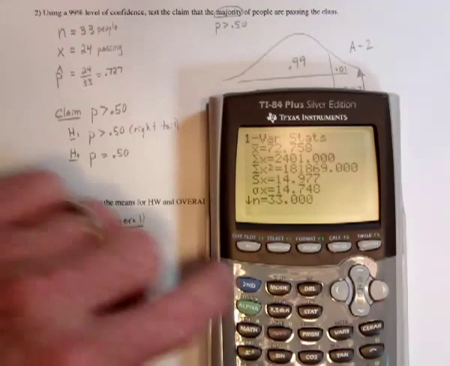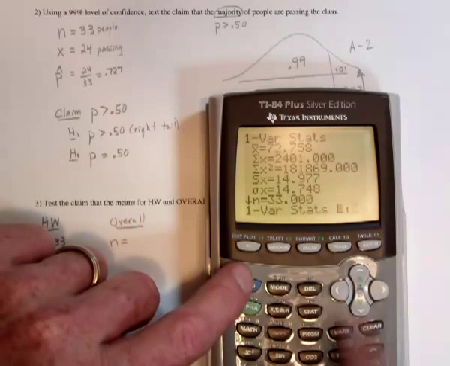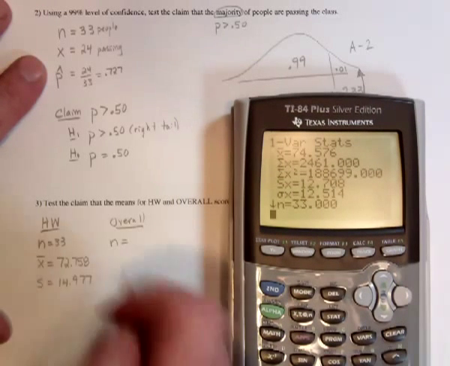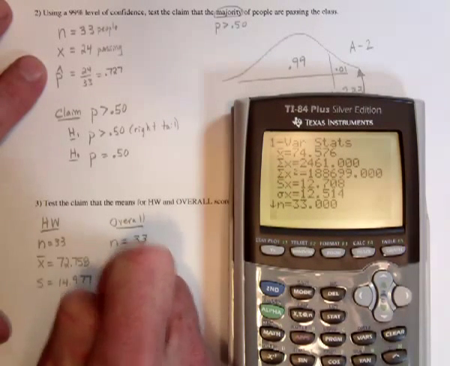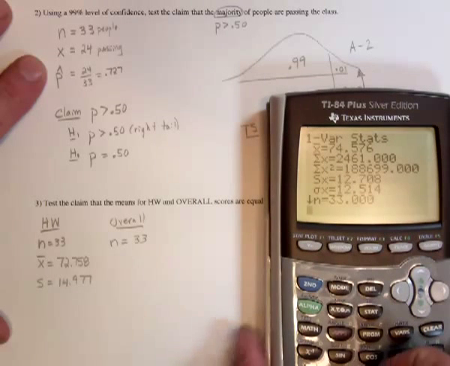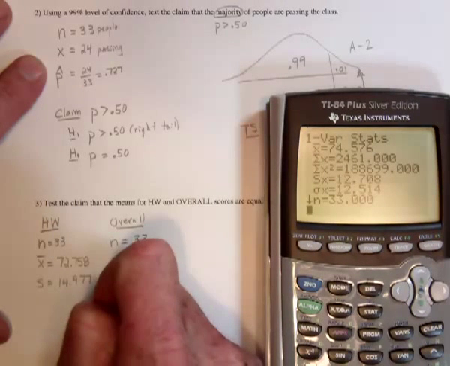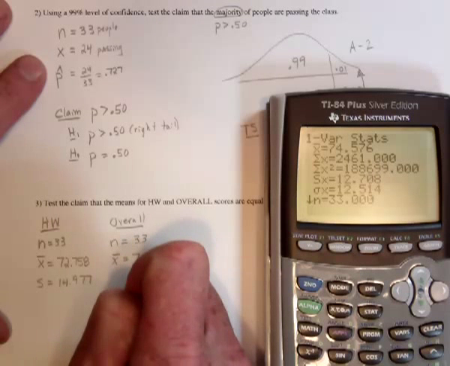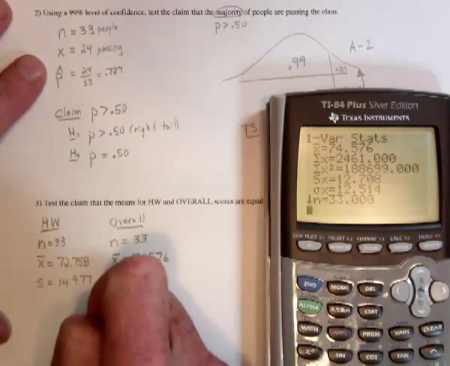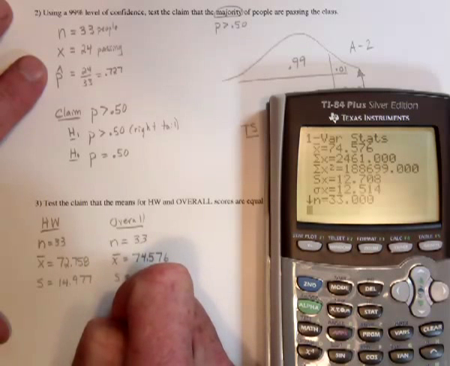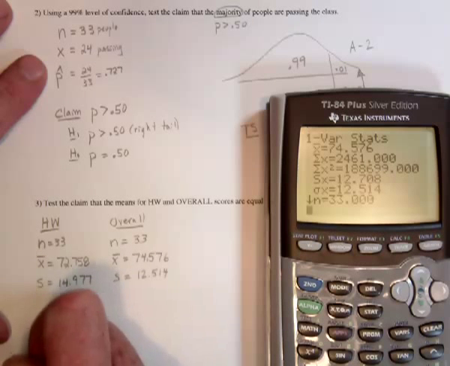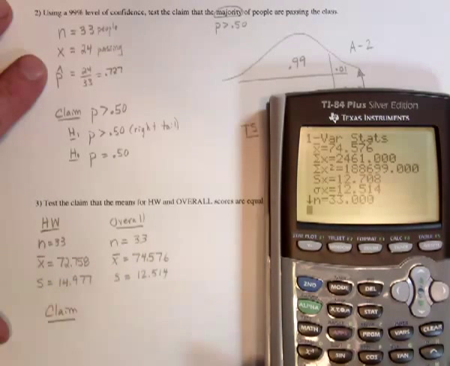Well, that's fast enough to do it on the calculator if you go like this. So there it is for the overall, it's 33. Mr. Calculator, I need a little space. And then the mean is 74.576, standard deviation 12.514. And then the claim says that the two are equal.